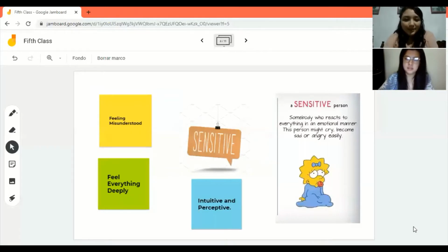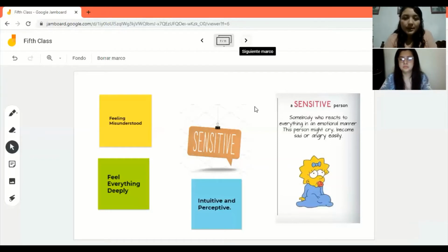Then we have sensitive. That is the word that you thought was the last one. Sensitive is a person who reacts to everything in an emotional manner. This person might cry, become sad or angry easily. They feel everything deeply, so they feel misunderstood. They are intuitive and perceptive to any emotion. So they easily start to cry or feel sad or something like that. These are the people that are sensitive.